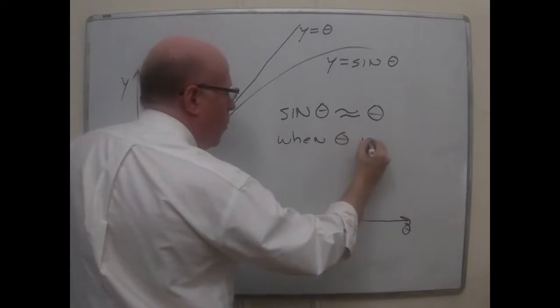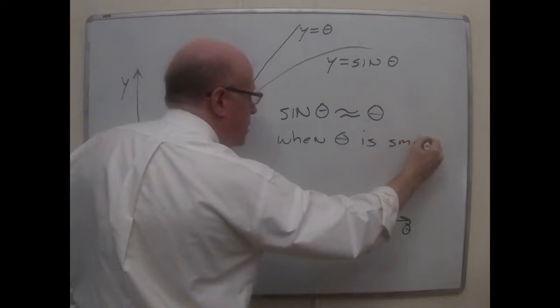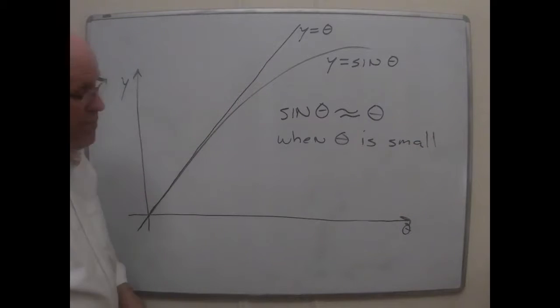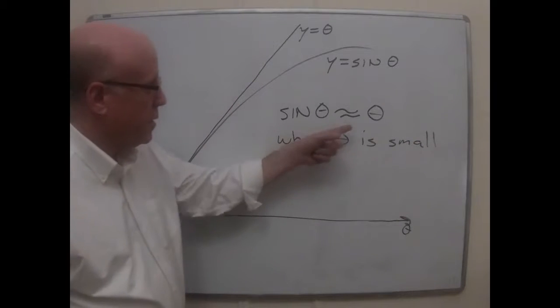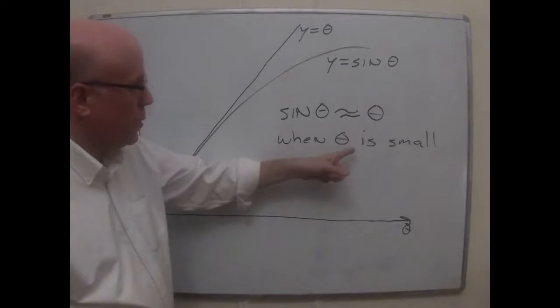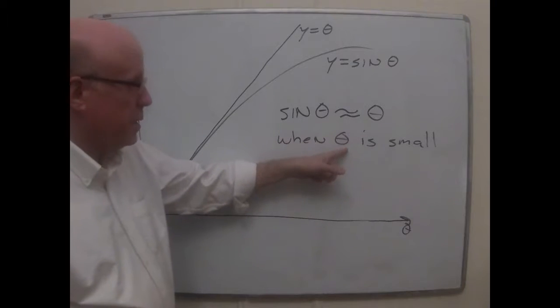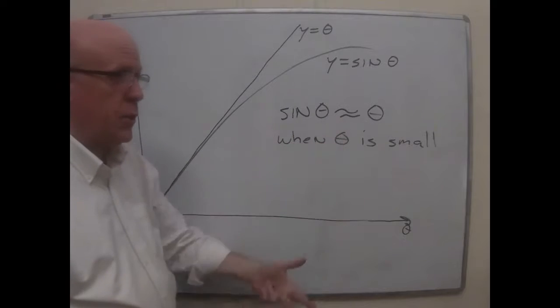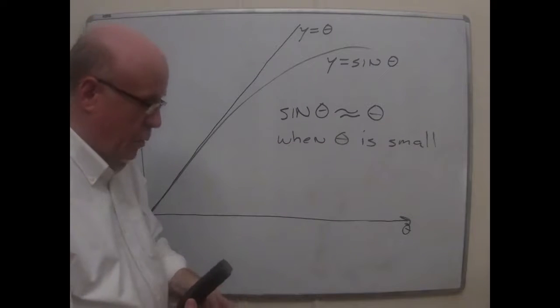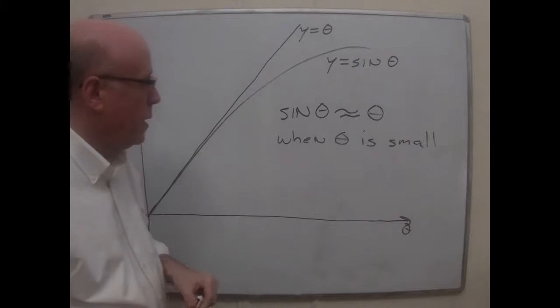Now, what do we mean by small? Well, really you could use sine theta as theta for any angle, but your approximation would stink. But when theta is small, you can say this approximation is good. In fact, you can put numbers on how far off it is.